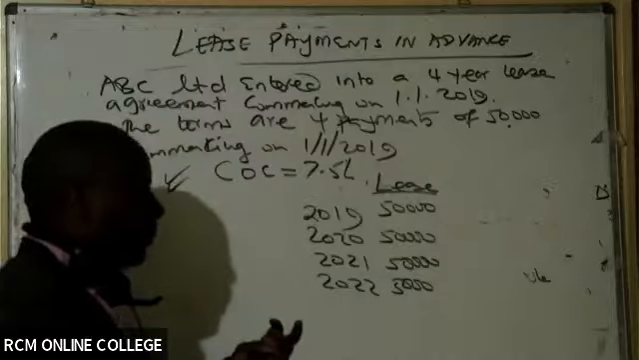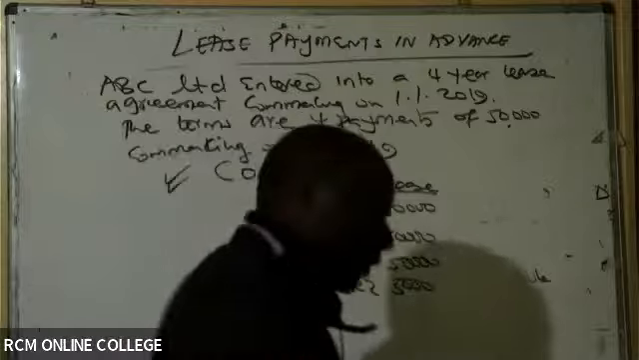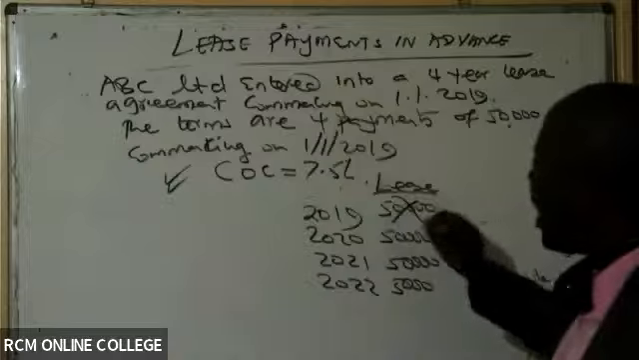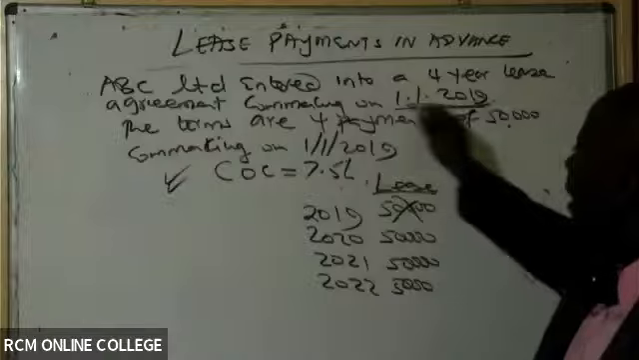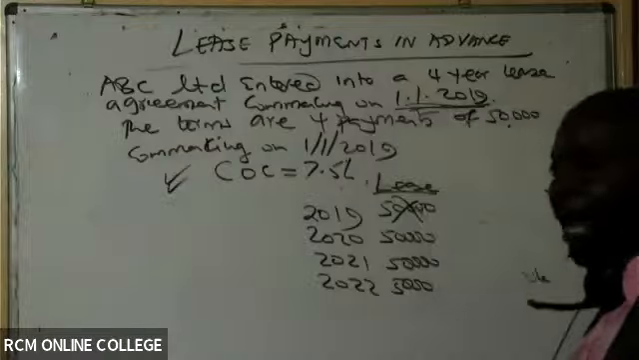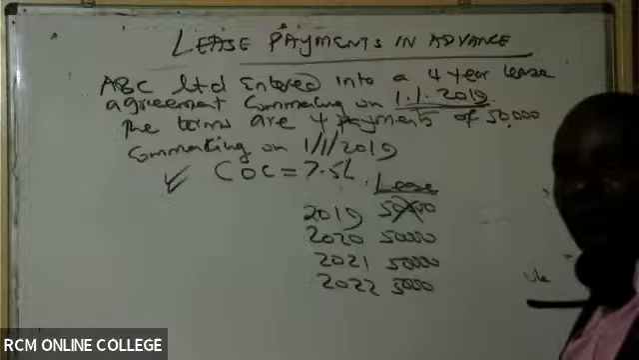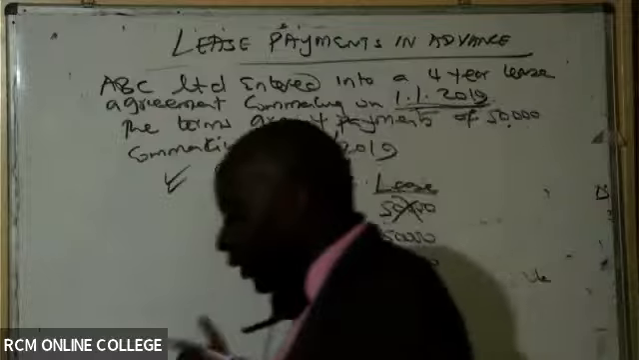So gentlemen, remember, this 50,000 is going to be paid upfront. By the time we are measuring our liability, this figure has already been paid, because we're going to measure our liability on the very date that we have paid. So this will not be there. Then if it won't be there, how do I calculate this present value of lease liability?